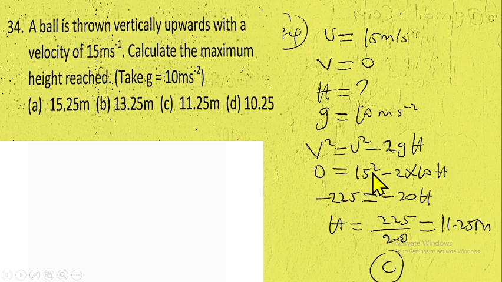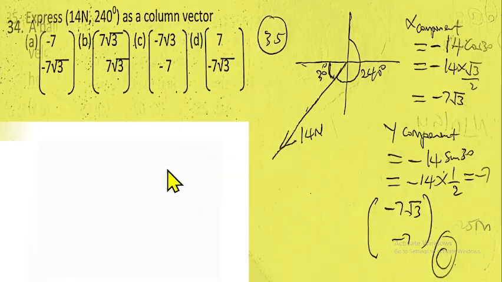So 15 squared will give us 225. We take this to this side, that will give us minus 225 equals 2 times 10 is 20, you have minus 20h at the right hand side. Then you can find the value of h by dividing both sides by minus 20, and that should give us 11.25 meters as the value of the height reached. So option C is the correct option for question number 34.